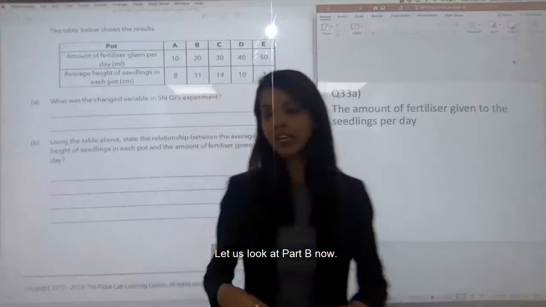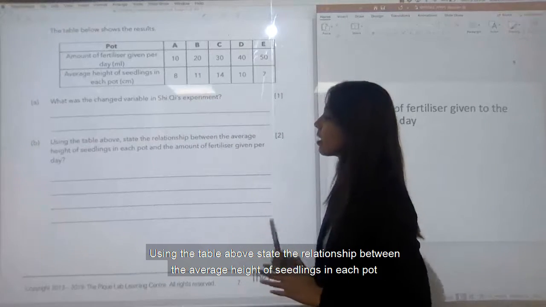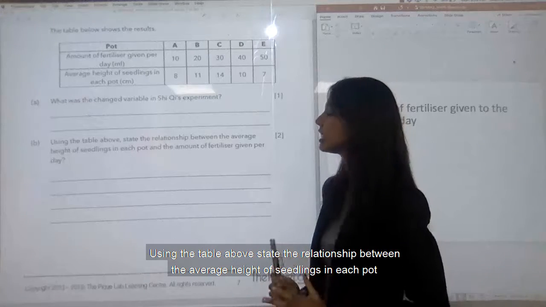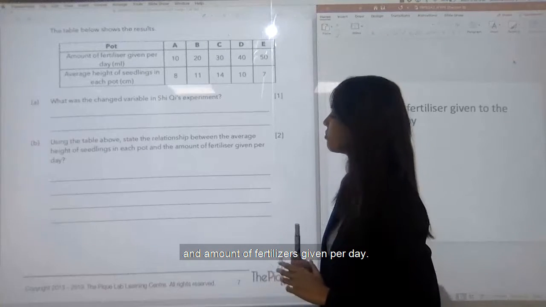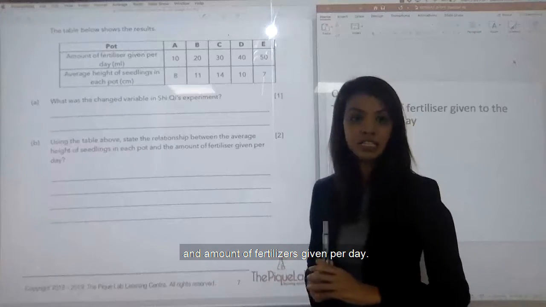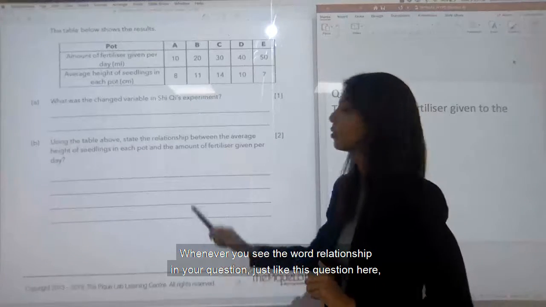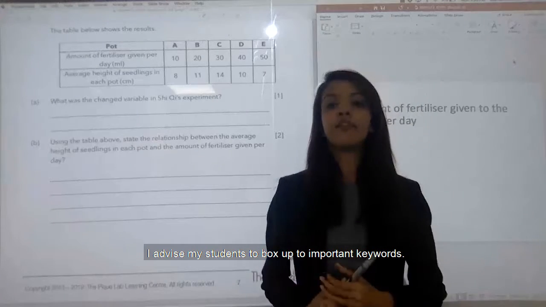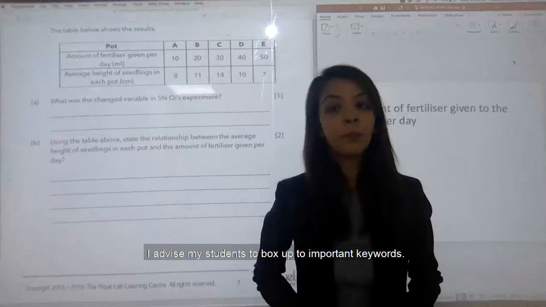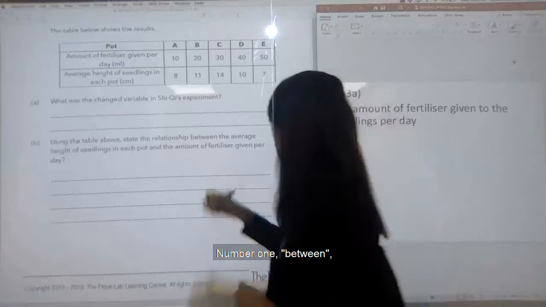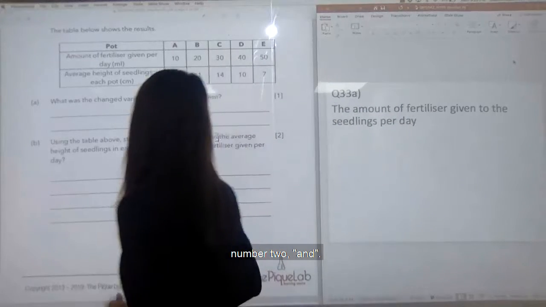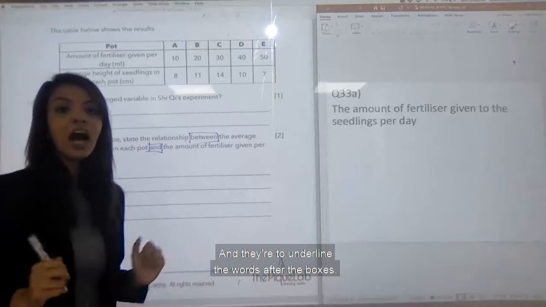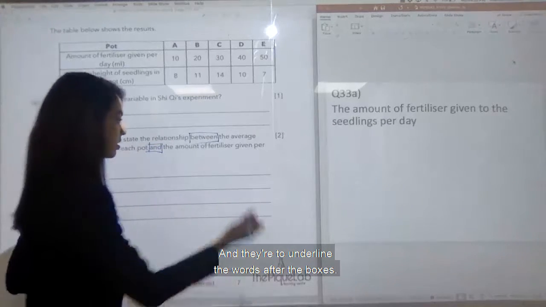Let us look at part B now. Using the table above, state the relationship between the average height of seedlings in each pot and the amount of fertilizers given per day. Whenever we see the word relationship in a question, just like this question here, I advise my students to box up 2 important keywords. Number 1, between, and number 2, and. And they are to underline the words after the boxes.